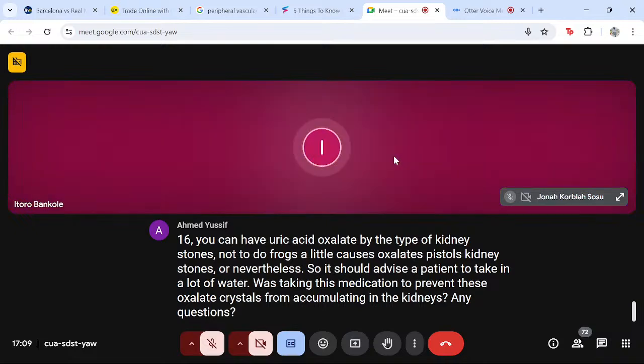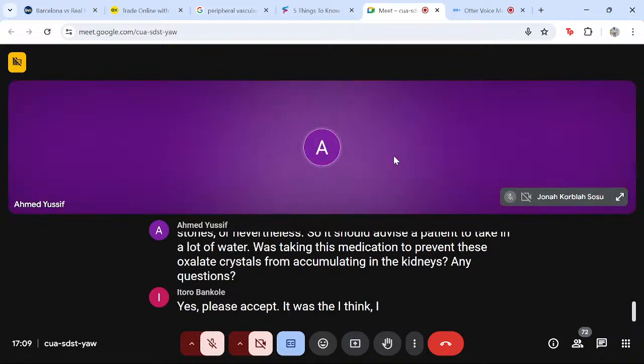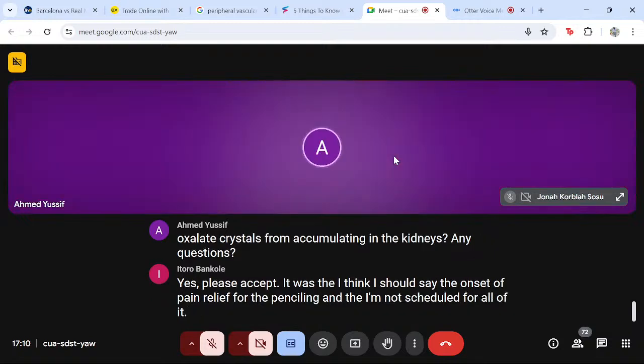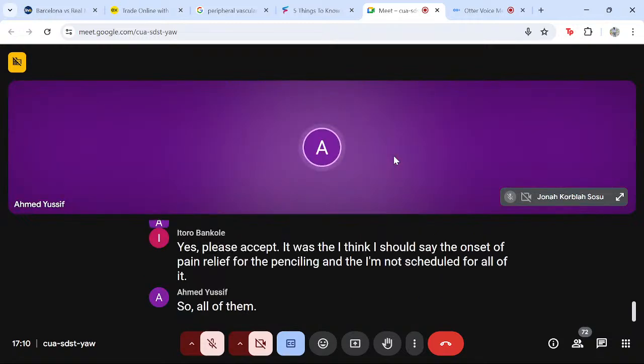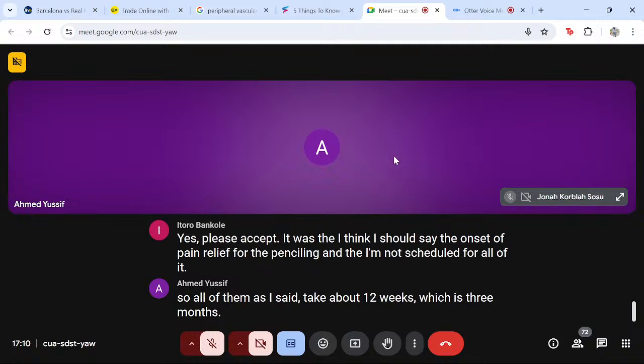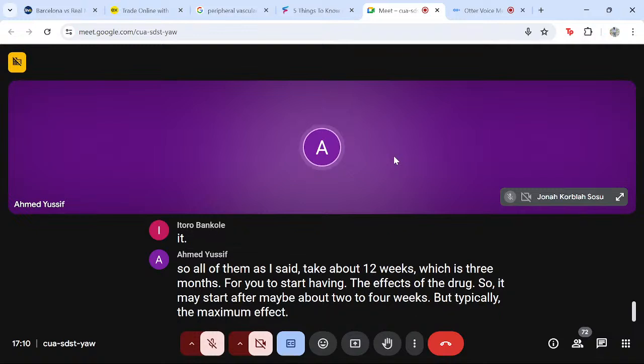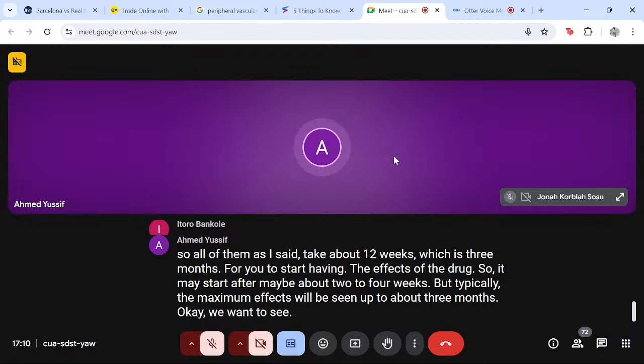Yes, please. Sir, what's the onset of pain relief for the pentoxifylline and the naftidrofuryl oxalate? All of them, as I said, will take about 12 weeks, which is 3 months, for you to start having the effects of the drug. It may start after maybe about 2 to 4 weeks, but typically the maximal effect will be seen up to about 3 months. So if you want to see the actual benefits of the drug, you have to give it and wait up to 3 months.